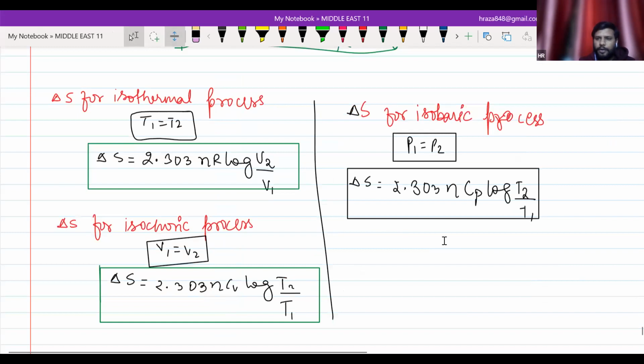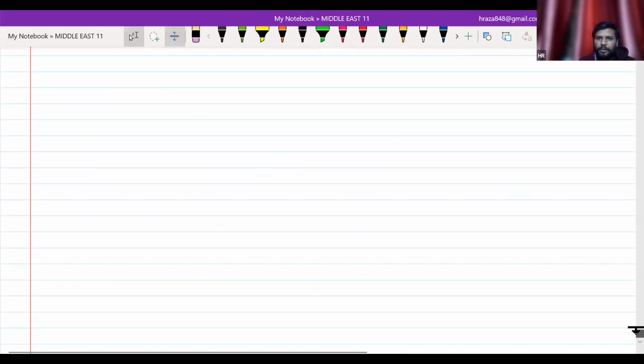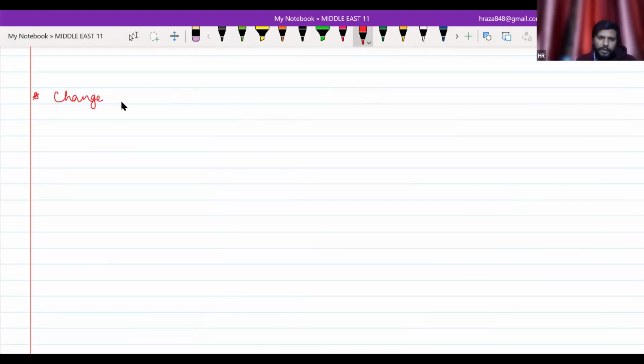So, moving to the next topic. Basically, it is related to the same entropy for different physical processes. So write a small topic: Change in entropy.